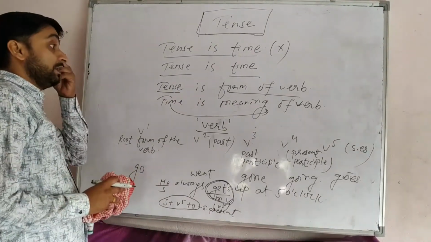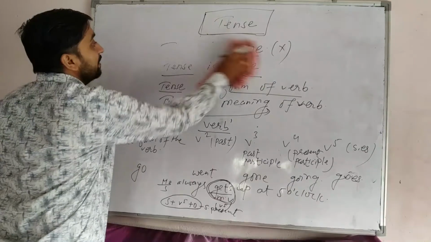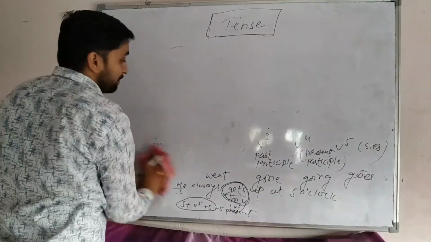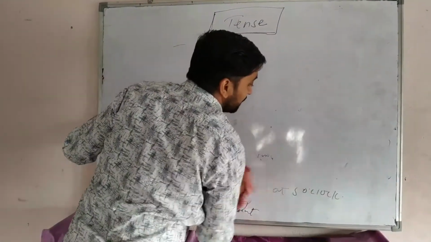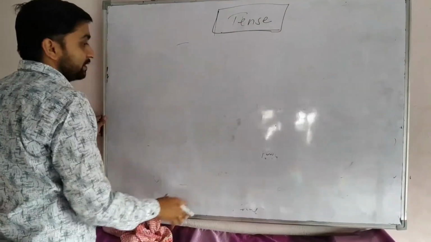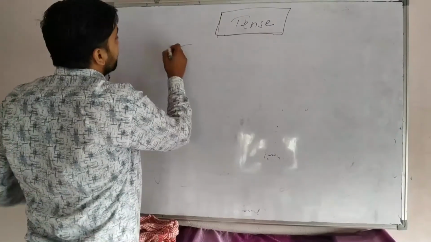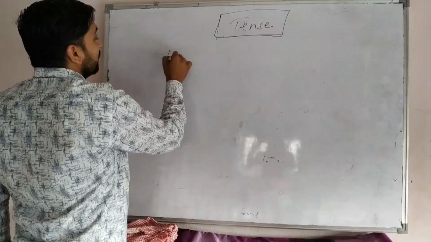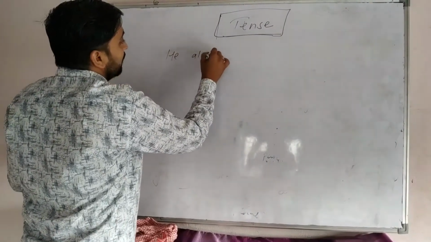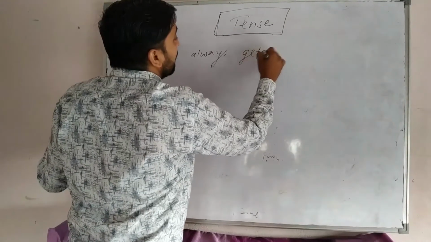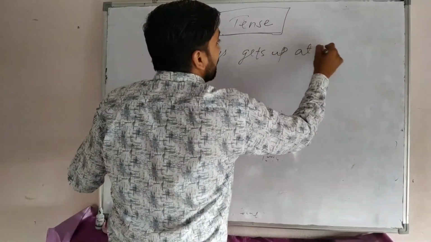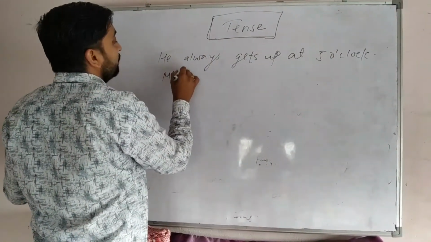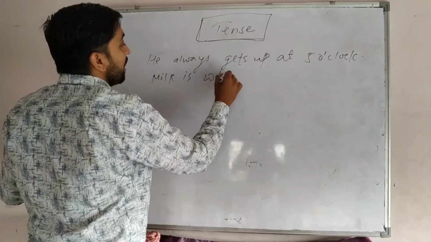Now we will see how tense and time are different. Let's discuss the confusing matter. See another example: he always gets up at 5 o'clock. See another example: milk is white.